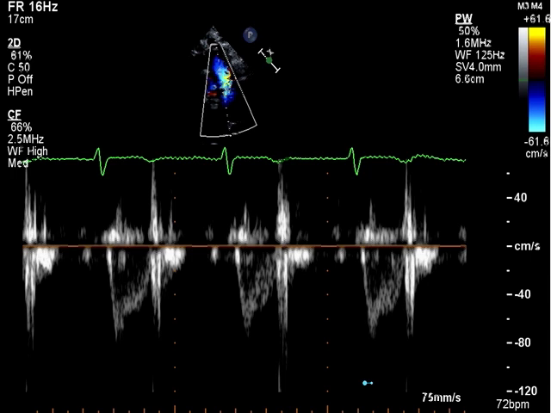The other thing that happens when the pulmonic vascular resistance is increased is that there's a reflected wave that partially shuts the pulmonic valve in mid-systole.